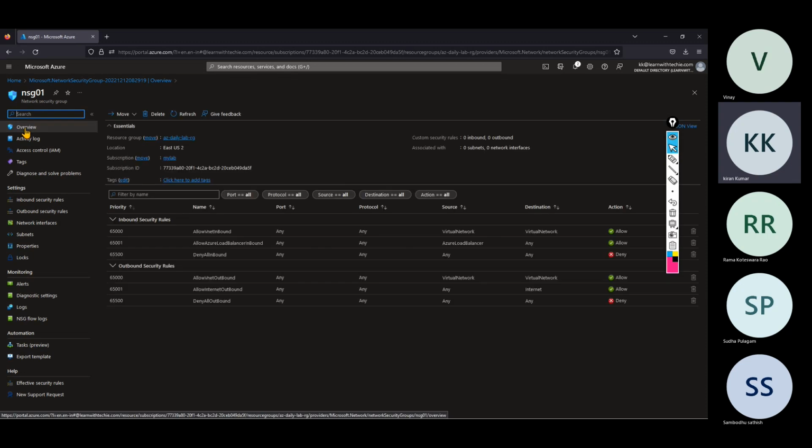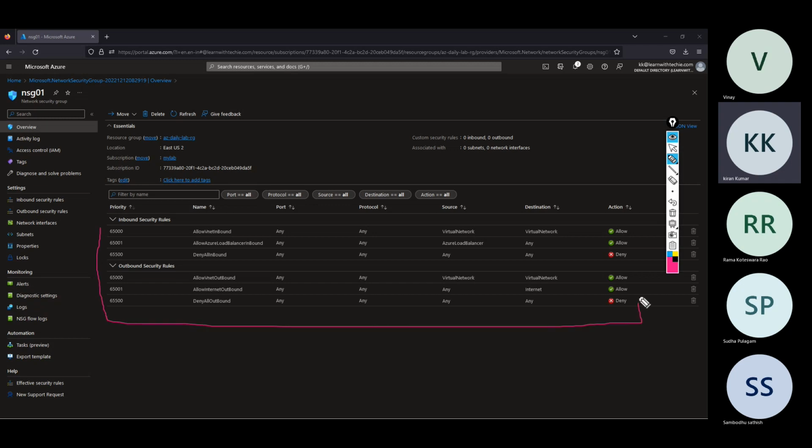And you can see here in the overview, by default there are 6 rules available. Of the 6 rules, the first 3 are inbound security rules, and the second 3 are outbound security rules. They clearly mention inbound security rules and outbound security rules. Based on the default rules, we can understand why by default we can access, and why by default we can't access.